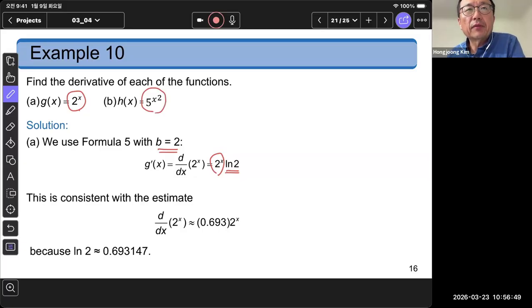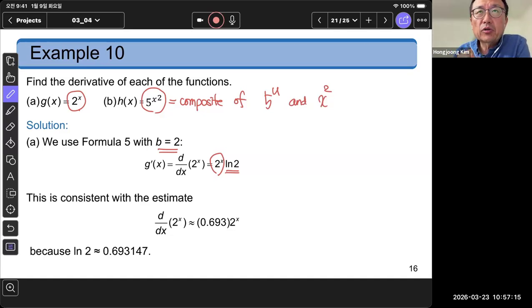Okay. Now, if I have this, then this is the composite function of 5 to the u function and x squared function, right? So if I differentiate the h function, you need to remember the chain rule. So if I differentiate this h, then I'm differentiating this composite function.